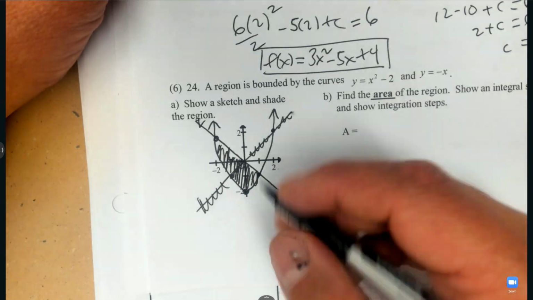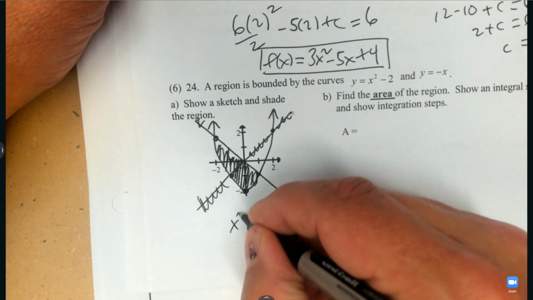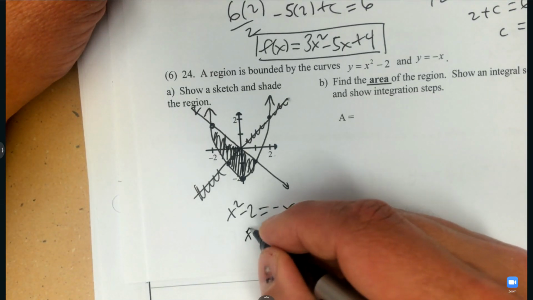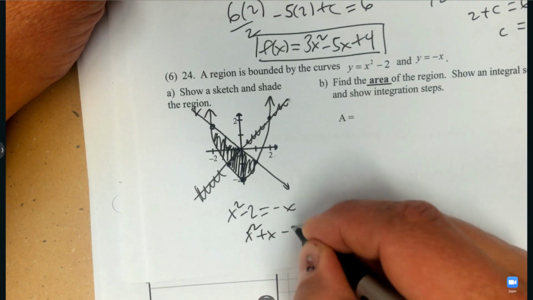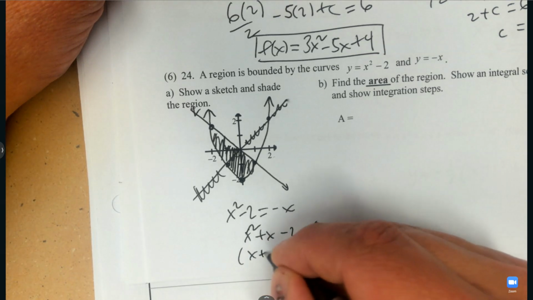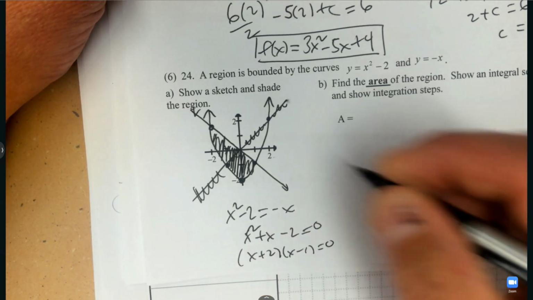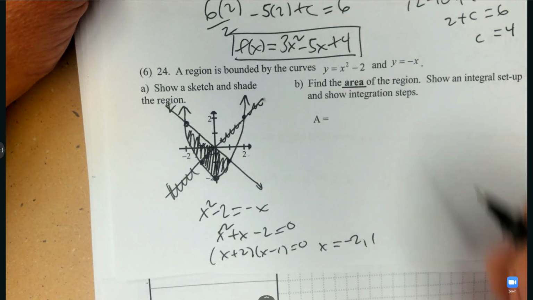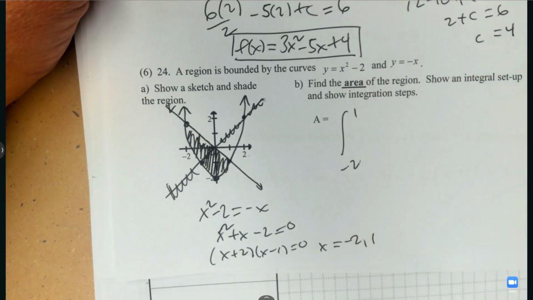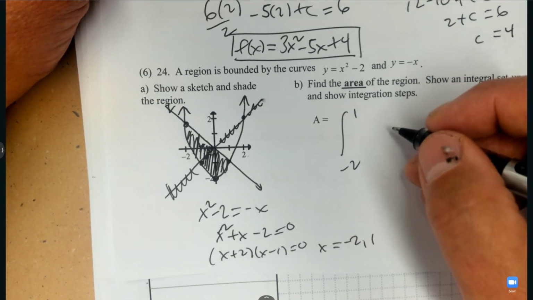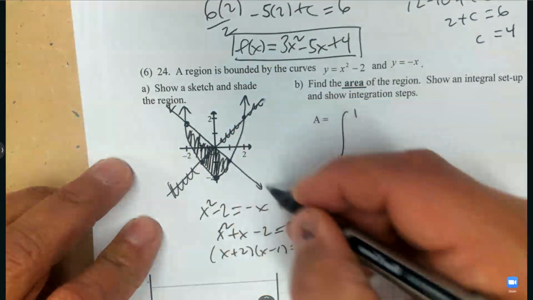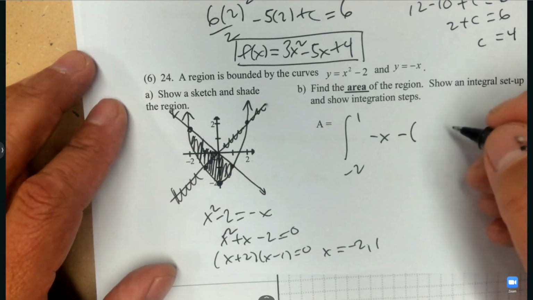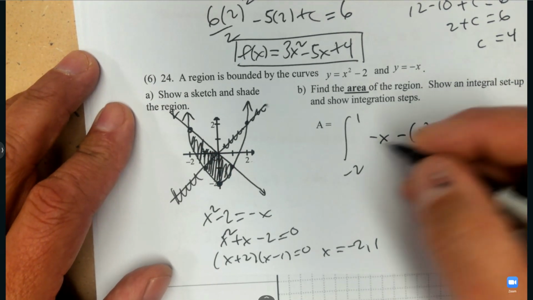To find the bounds, make them equal to each other. So I have x squared subtract 2 equals negative x, and then solve it. So I'm going to add x to keep the power term positive, and then solve it. So when I solve this, the two bounds are negative 2 and positive 1. And then it's top subtract bottom. So when this negative x, that's actually on the top. And then subtract the bottom, which is x squared minus 2.